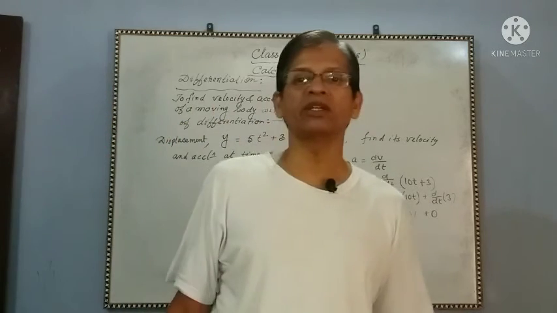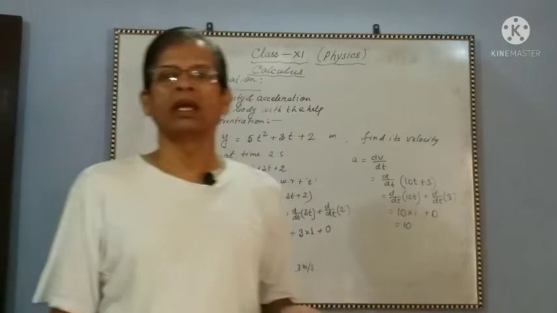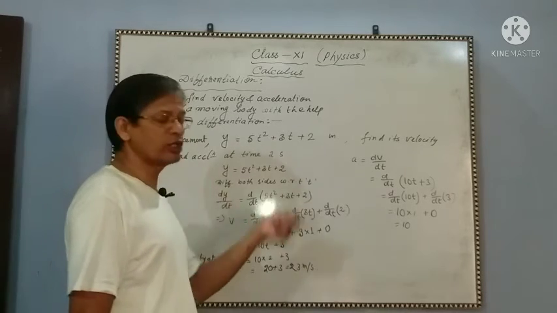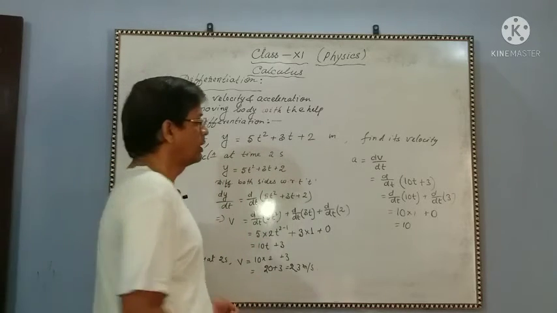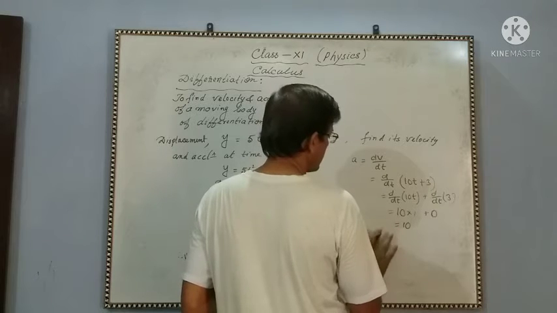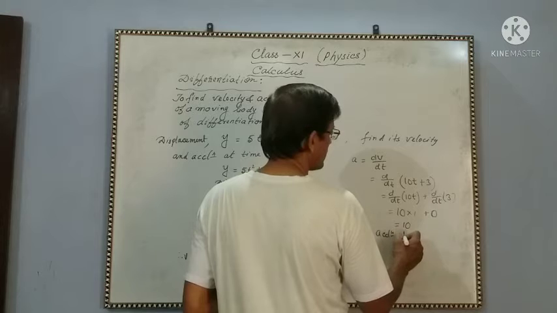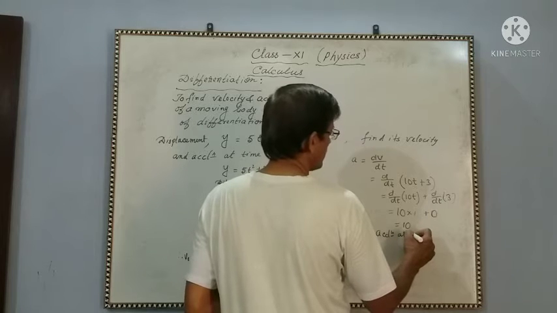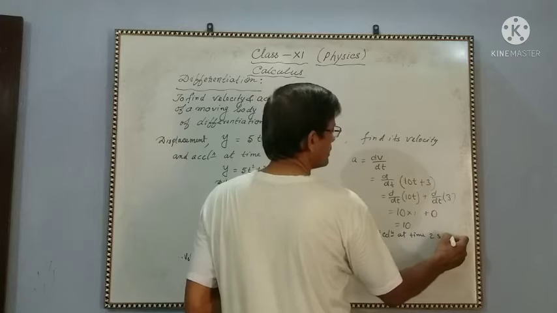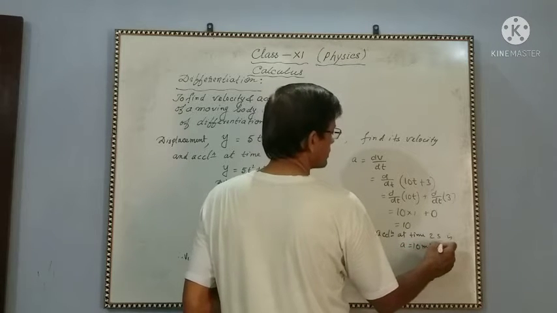So acceleration is independent of time. So this is uniform acceleration, and this motion will be uniformly accelerated motion. Therefore, the acceleration at time 2 seconds is a equal to 10 meter per second square.